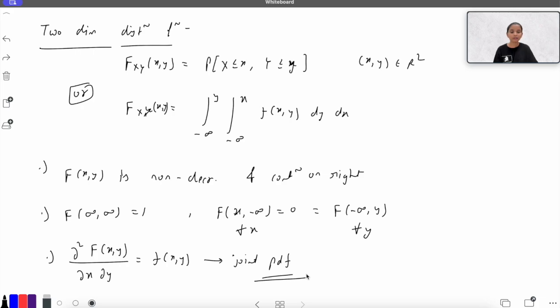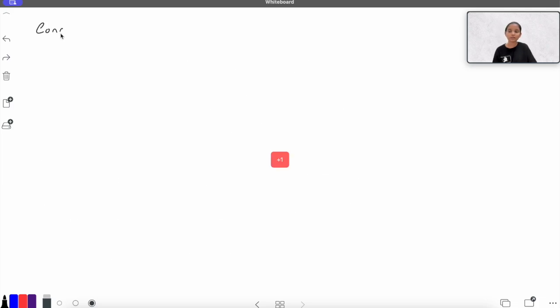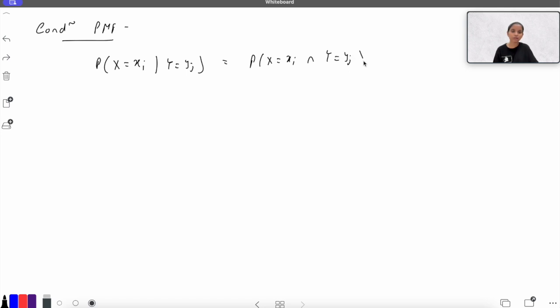Okay, yes. So this is all about the two-dimensional distribution function. Similarly, you will have the conditional PMF. Now what is the conditional PMF? The conditional PMF is basically the probability that X equals xi given that Y equals yj. Just like we open the probabilities in conditional probability, it is similar to that. So that is the probability that X equals xi intersection Y equals yj, upon the probability that Y equals yj. This is the conditional PMF.